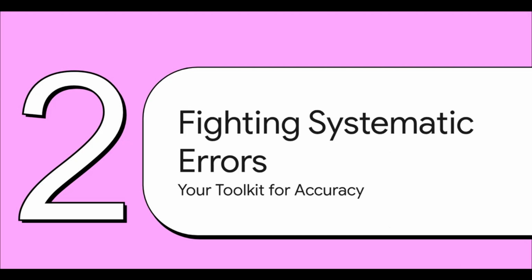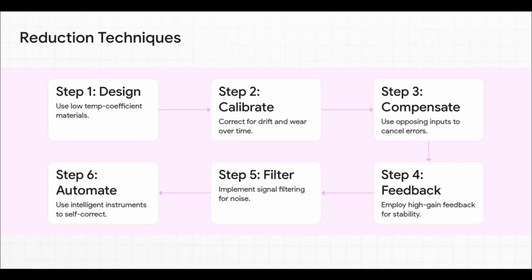Okay, section 2. We know what these errors are. Now how do we get rid of them? Let's dive into the toolkit for accuracy. So here's your 6-step battle plan. It really starts with smart design, like using materials that don't change much with temperature. Then you've got to do regular calibration. That's just non-negotiable for correcting drift.